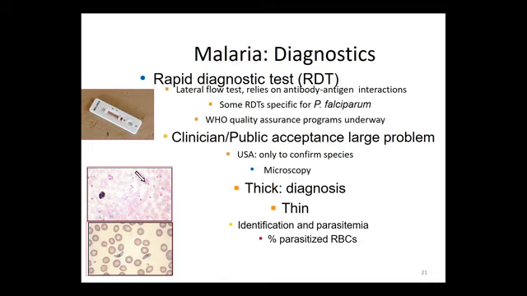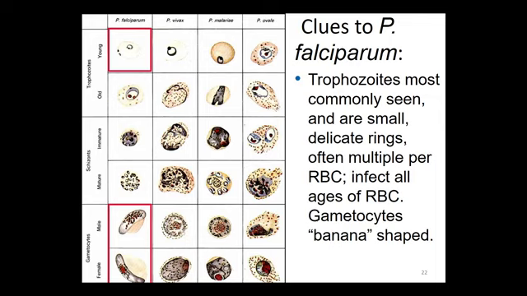Thick drop for diagnosis, what I told, and thin drop for identification and parasitemia. Placentas of parasites in RBC. Clues to falciparum: trophozoites are most commonly seen and are small, delicate rings, often multiple per RBC. It infects RBCs of all ages.